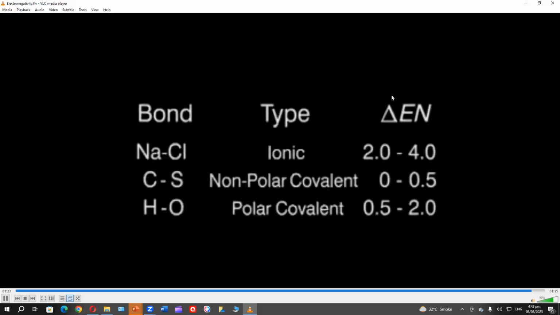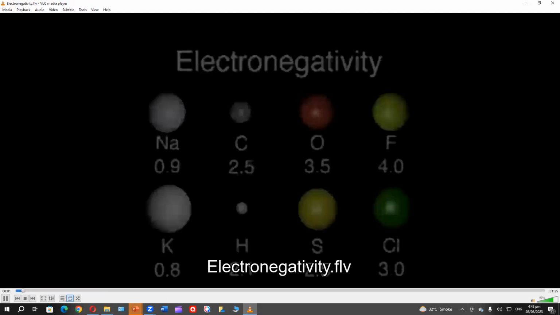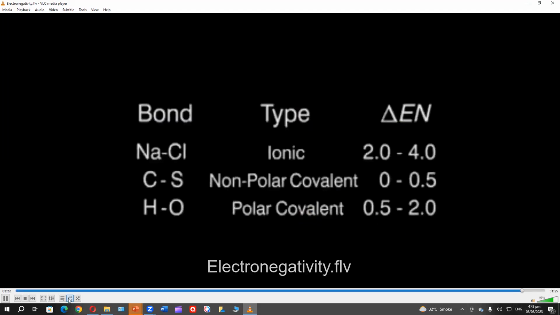If you see the last screen, which was there, An atom attempts to attract electrons. If you see this screen, it gives you a very good idea. Look, NaCl is ionic. Carbon-sulfur bond is non-polar, and hydrogen-oxygen bond is polar.